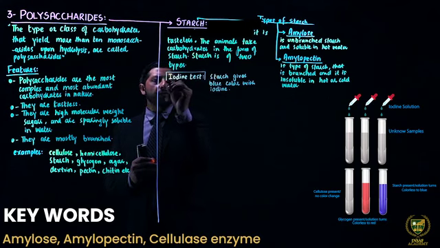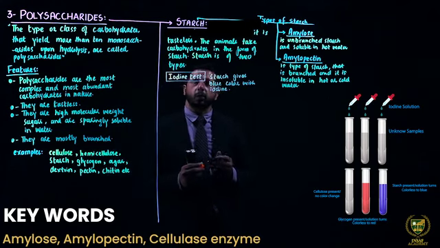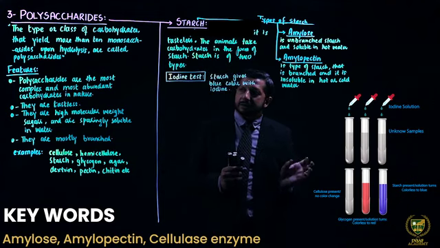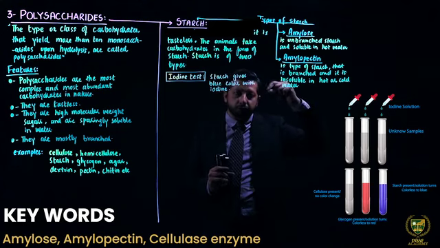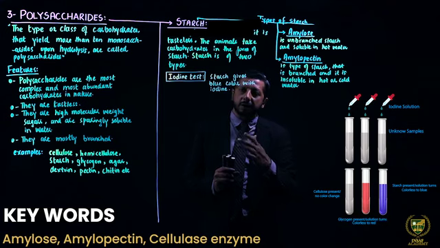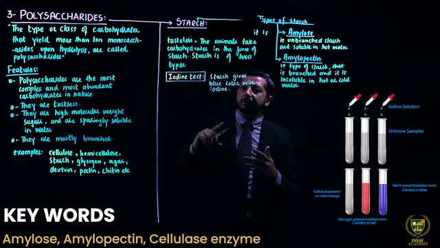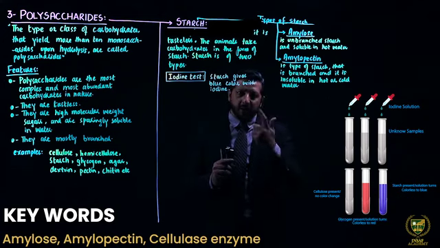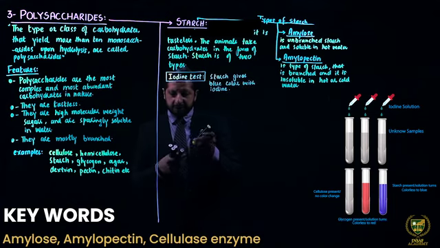If you have been given a solution and checked whether it has starch or not, so usme starch ko check karne ke liye us sugar solution mein aap drops dalenge iodine ke. Agar drops dalne se uska color blue ya dark blue ho jaye, it means the starch is present in that solution. Aur agar usme na ho, so it means there is no starch. Clear?